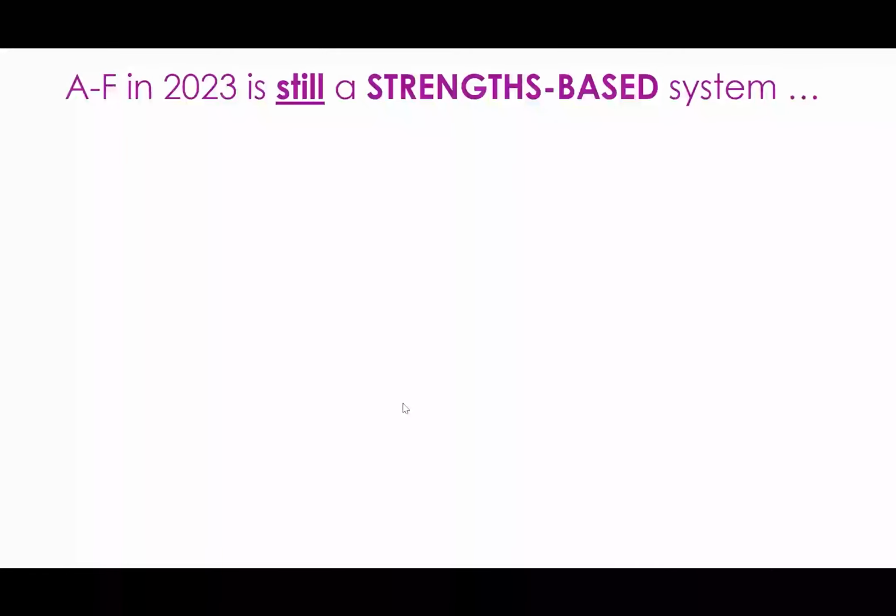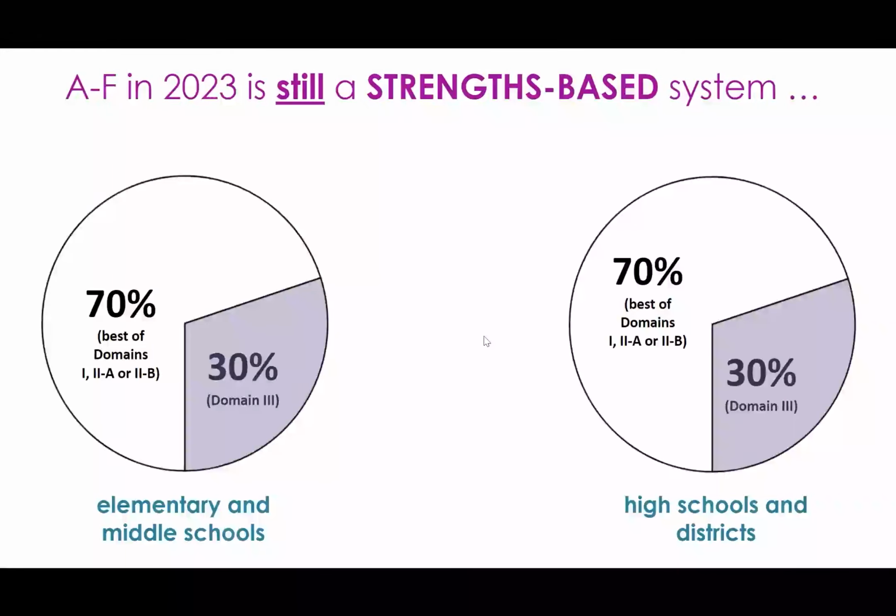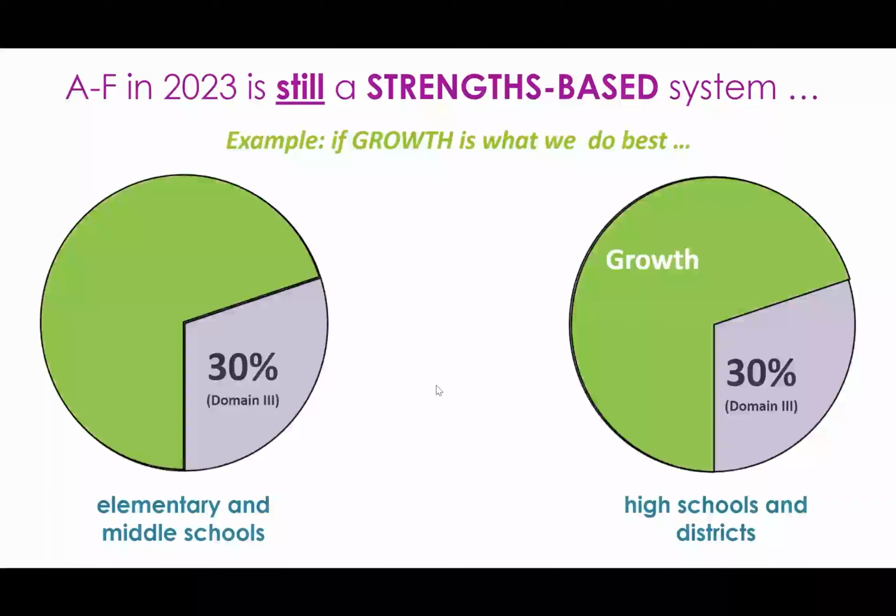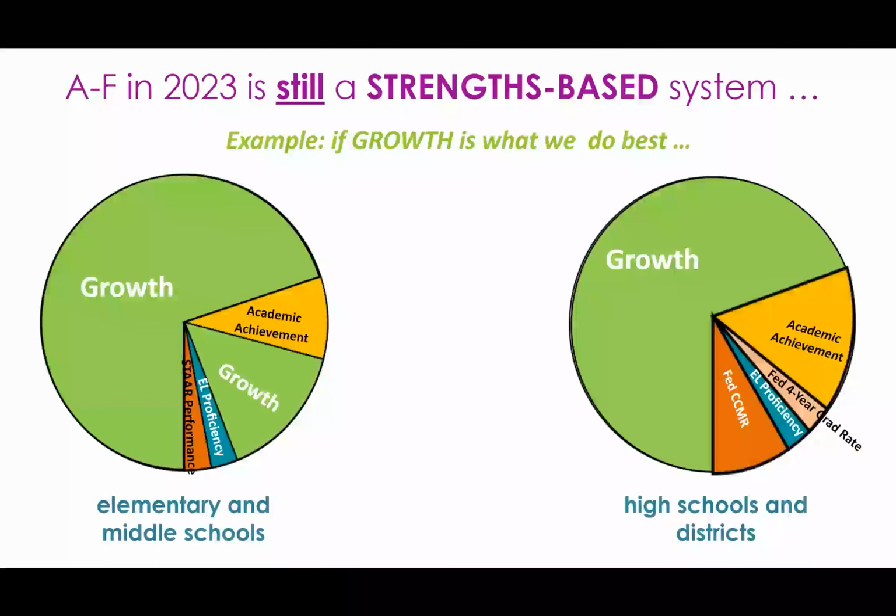Our system is still, like I just said, a strengths-based system. So we like to kind of give you the what if. What if we said growth is what we did best? And so you can take a look. On the left-hand side is our elementary middle schools, right-hand side is high schools. And so we say if we did growth best, that becomes 70% of our pie. And then when we add that remaining 30%, we then see that elementary and middle schools really have the opportunity to get 85% of their overall rating from growth.